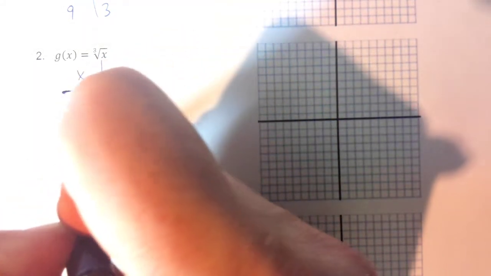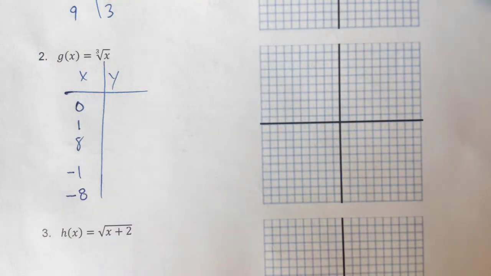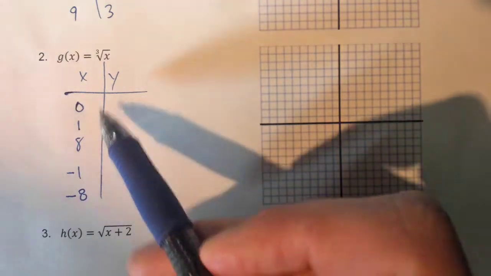Now if I pick 1 and 8, I'm going to pick their opposites, negative 1 and negative 8 for cube roots, or fifth roots or seventh roots. Any odd root, I'm going to pick the perfects and their opposites. All right, so what's the cube root of 0? 0. What's the cube root of 1? 1. What's the cube root of 8?